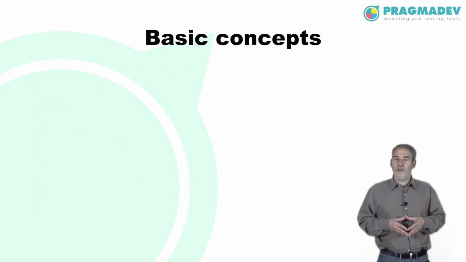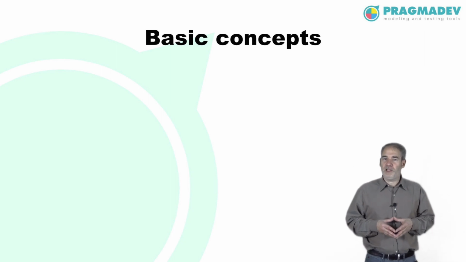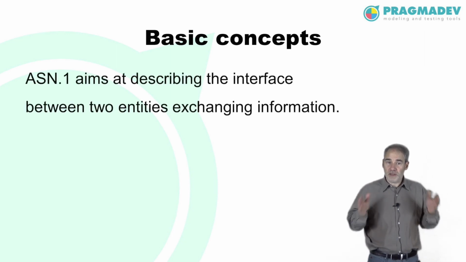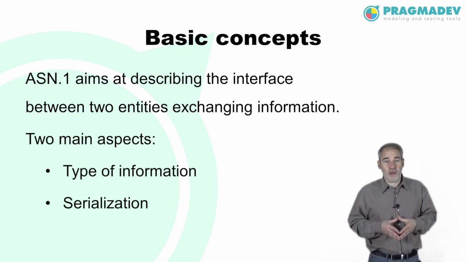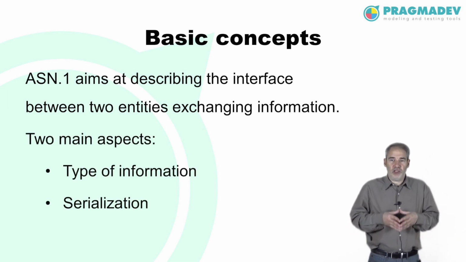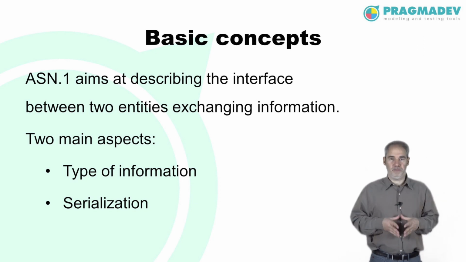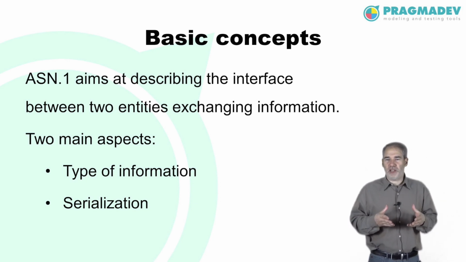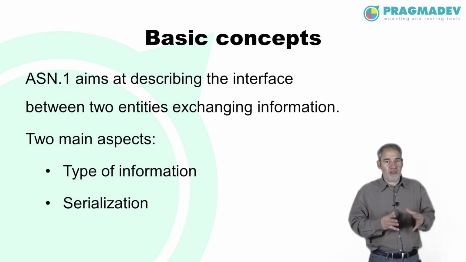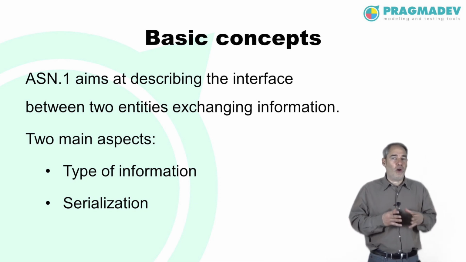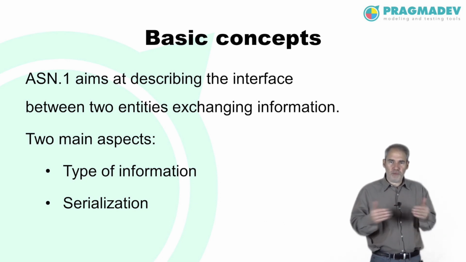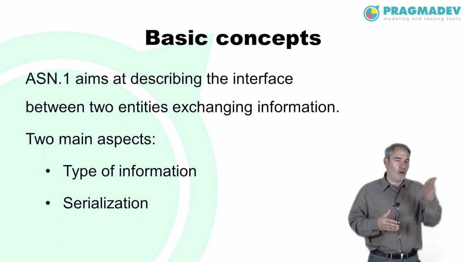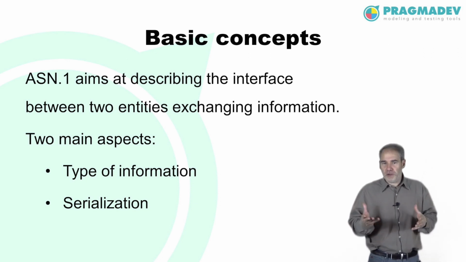The main goal of ASN.1 is to fully describe the interface between two entities exchanging information. It first aims at describing the type of information that is exchanged in an abstract way. It might be a simple information such as a boolean or an integer, or a complex type made of structures, arrays, or strings.